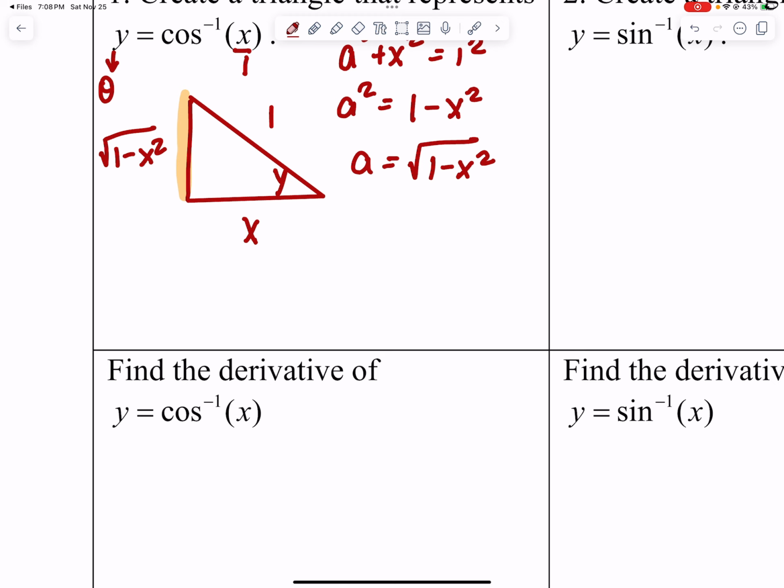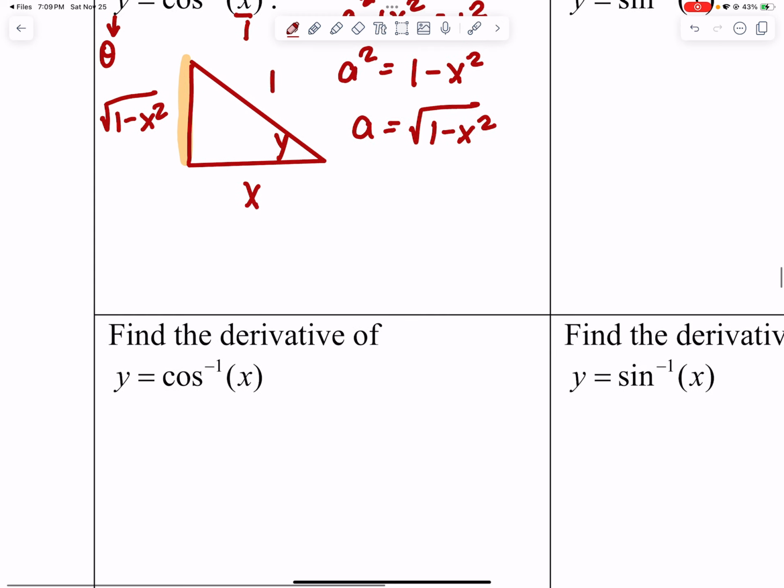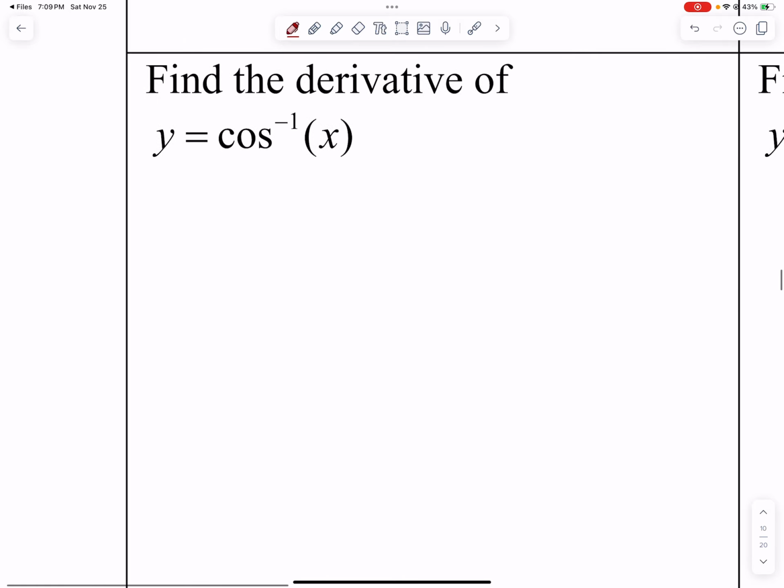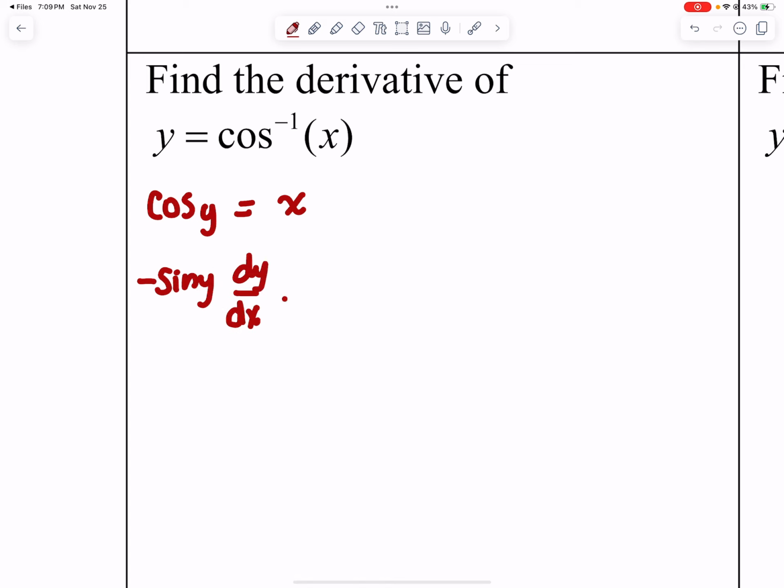All right, so the bottom part says find the derivative of inverse cosine. I don't know what the derivative of inverse cosine is right now. That's what we're trying to figure out. So what we are going to do, though, let's take the cosine of both sides so that I have cosine of y is equal to x. And then I'm going to use implicit differentiation on the left to get negative sine y dy dx is equal to 1. So dy dx is equal to negative 1 over sine of y.